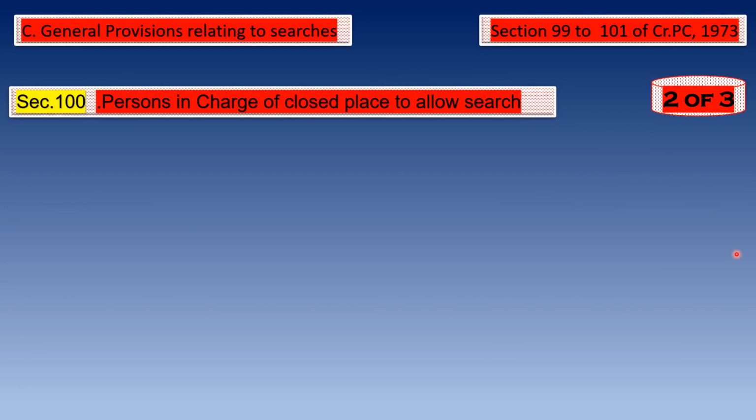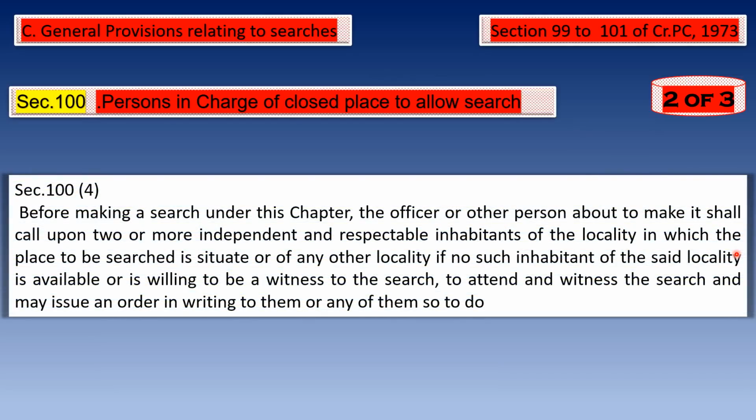Next is subsection 4 of section 100 of Criminal Procedure Code 1973. Before making a search under this chapter, the officer or the other person about to make it shall call upon two or more independent and respectable inhabitants of the locality in which the place to be searched is situate, or of any other locality if no such inhabitant of that locality is available or is willing to be a witness to the search, to attend and witness the search, and may issue an order in writing to them or any of them to do so.